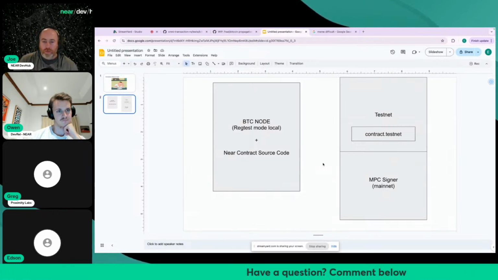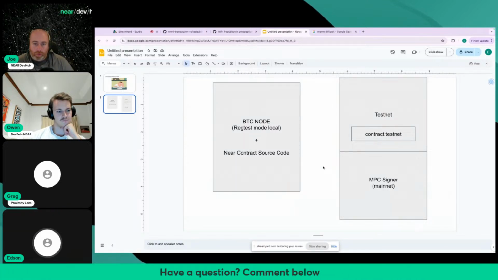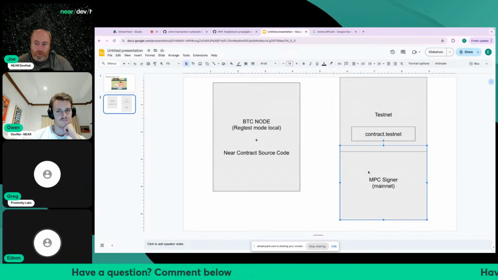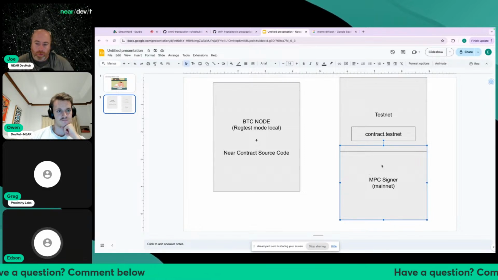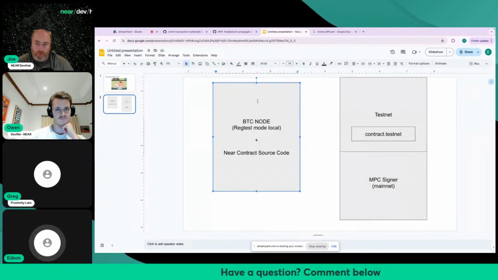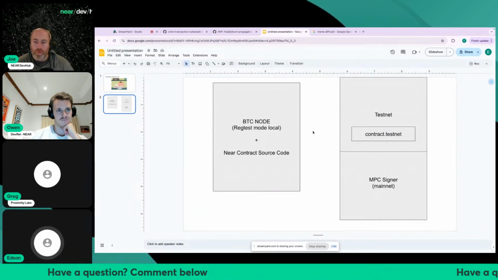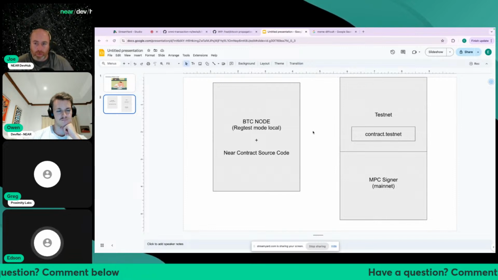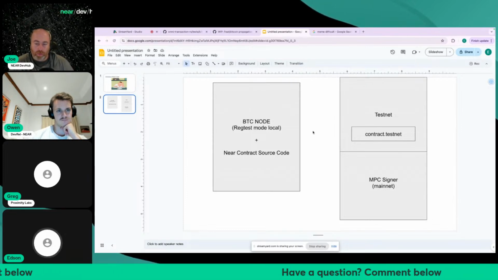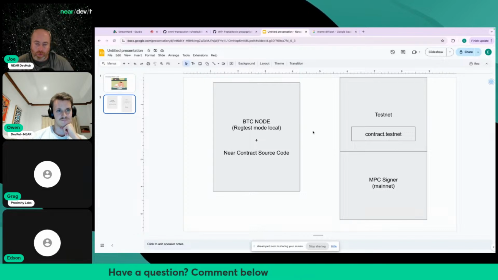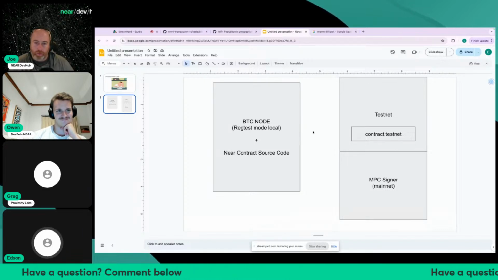Okay, the only problem is, if you're doing that, you would be spending real NEAR money to get signatures just to deploy in a BTC node in local mode. So you could do it if you want to, but I don't know why you would spend real NEAR to deploy in a local testnet.